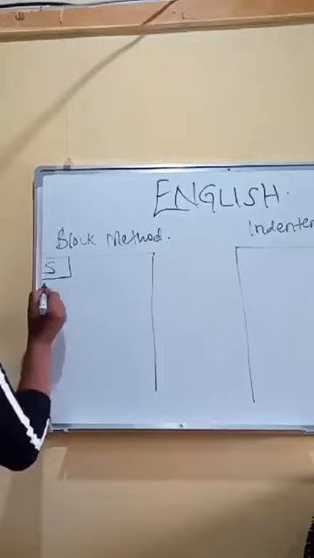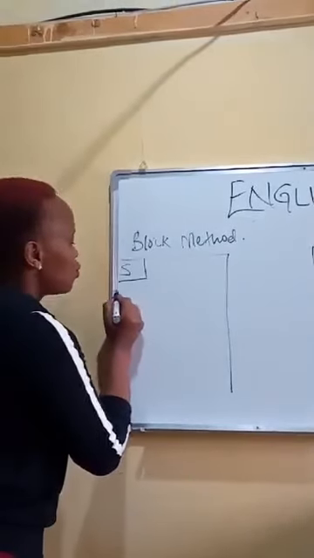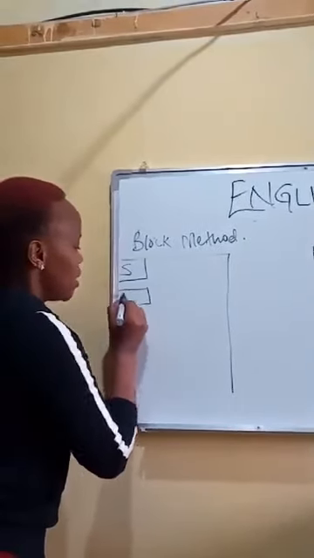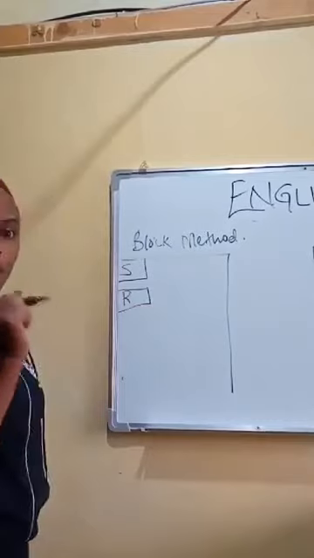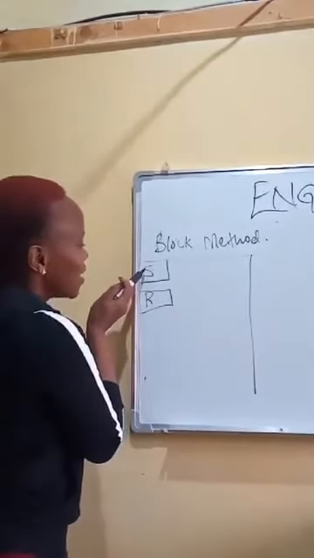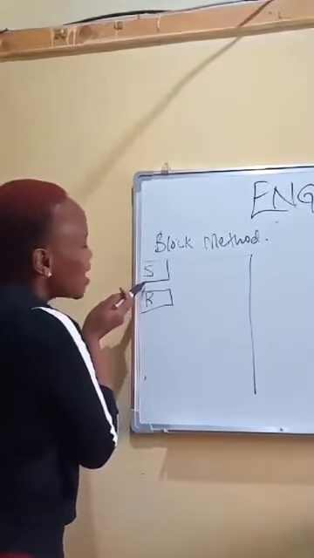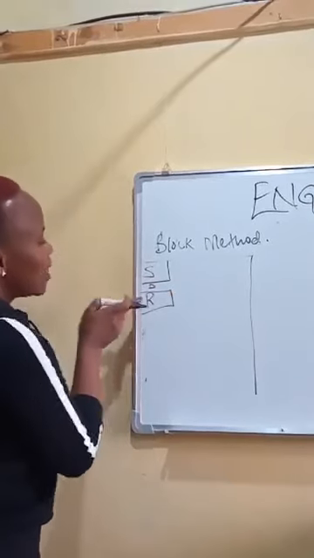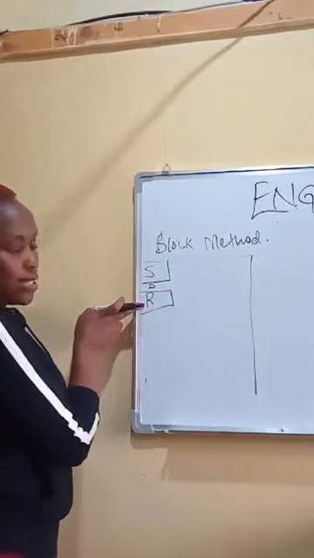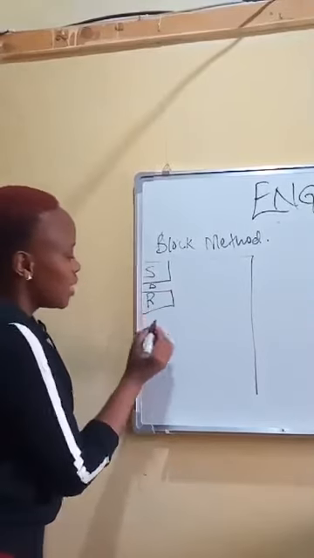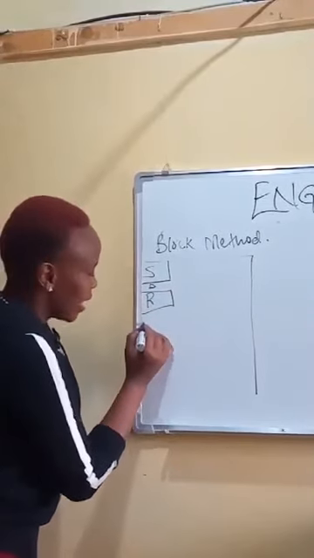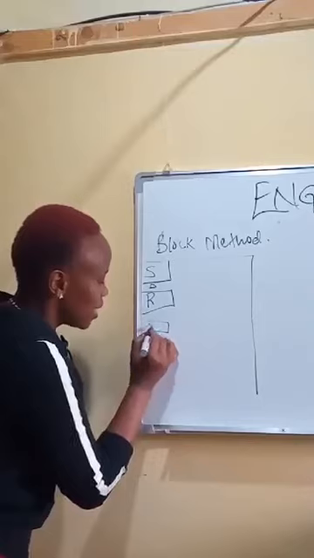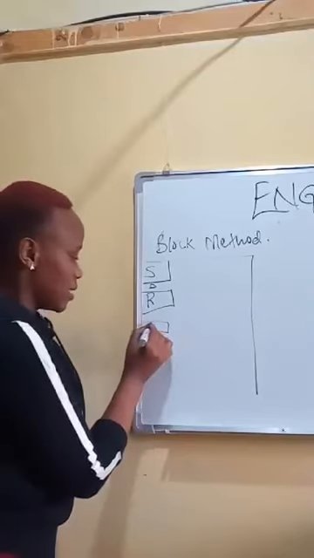Then you skip a line, then you go to the next bit and you write your receiver's address. Make sure that you have written the sender's address, you have written the date. Remember that you have written the date and you skip a line. Then you skip another line, then write the receiver's address. The next thing that you do, again you skip another line, then you go to the next bit, that is the salutation. That is the salutation.